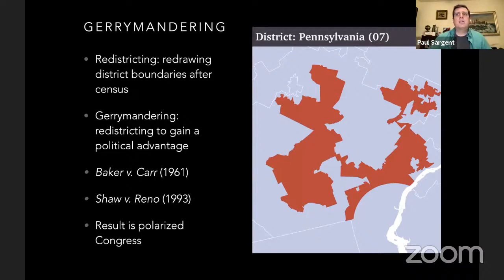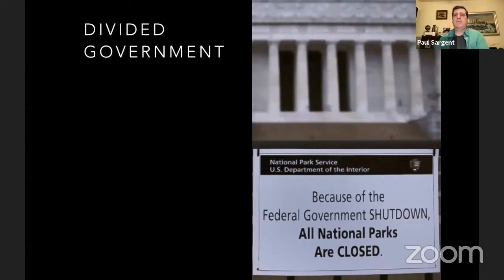The gerrymandered Democratic districts are getting very liberal Democrats elected. The gerrymandered Republican districts are getting very conservative Republicans elected. There isn't going to be a lot of middle ground. So you're going to have a polarized Congress that comes out of this, and that can lead us to some real problems.